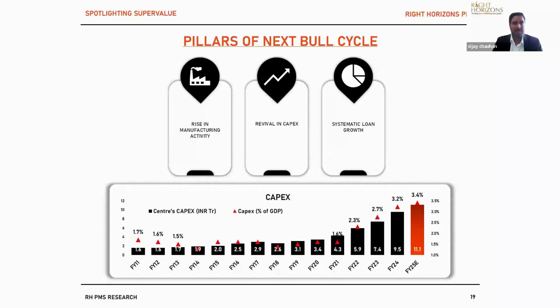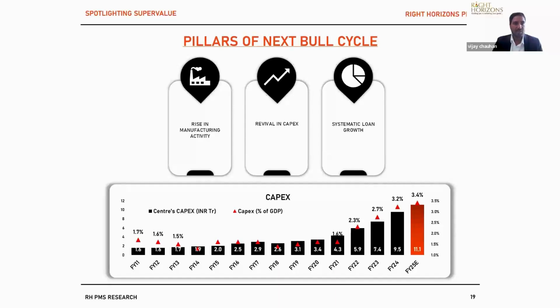Second is the government capex. If we look at the bottom chart, which captures the Centre's capex over the last 15 years, this year there was an 11% hike in the Centre's budget, almost 11.1 lakh crore. We expect it to continue moving towards a 12 to 14% growth rate in the next 5 years as well. And we expect capex as a percentage of GDP, which is around 3.4%, to stay around 3.4 to 3.6% in the next 5 years as well.